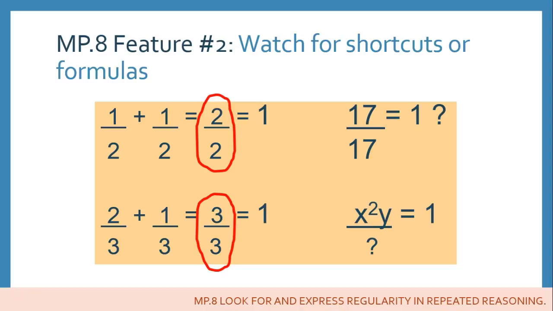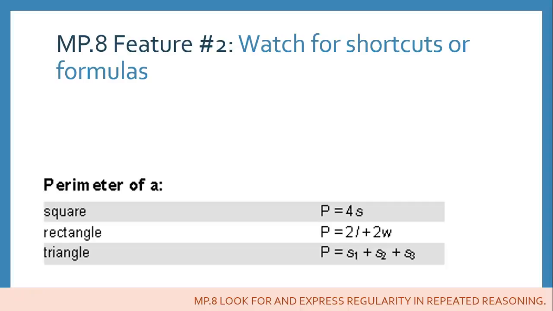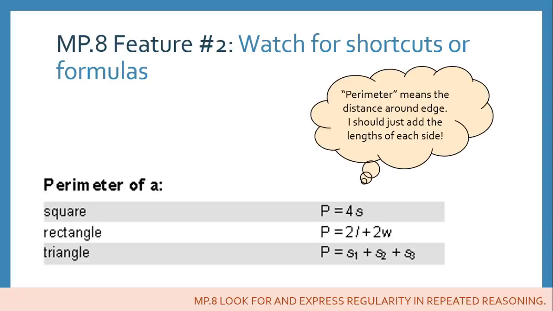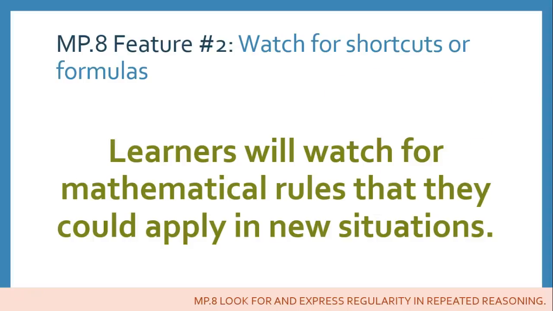At a higher level, when working with perimeter, students may notice that the formulas look different, but are actually 3 different ways to instruct the problem solver to add the lengths of all the sides of the figures. Rather than needing to know each formula, they can take the shortcut. To find the perimeter of a shape, simply add the lengths of all of the sides. By encouraging learners to watch for shortcuts or formulas, you'll find that you will see them watching for rules that they could apply in new situations.